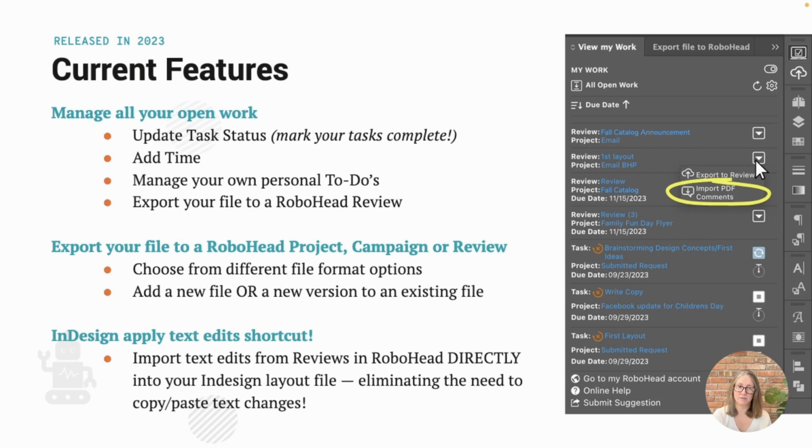In the panel for export your file to RoboHead, you have the project or campaign. I did include review here because you can do that. It's just in the other panel. But you can choose from the different file format options. You can add a new file or add a new version to an existing file. And then, of course, we have that InDesign apply text edits shortcut. So, that will save you some time. It'd be a lot quicker to just go accept, accept, accept, and then just adjust the layout as you need to, depending on what changes they've made.